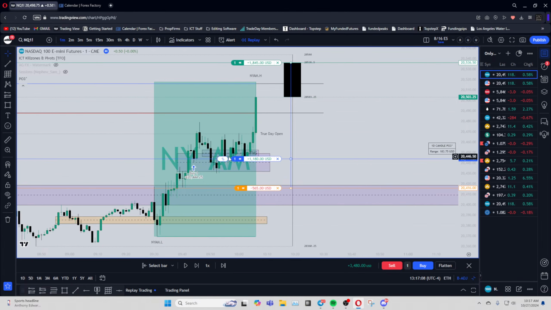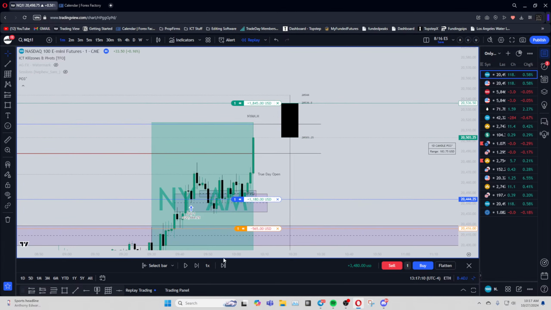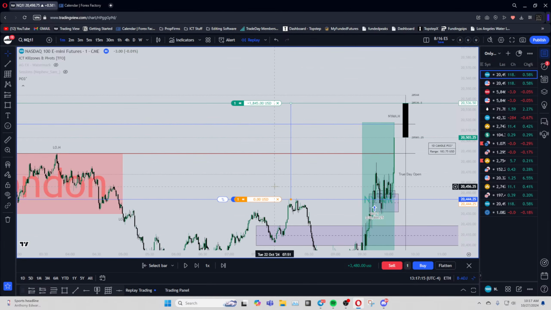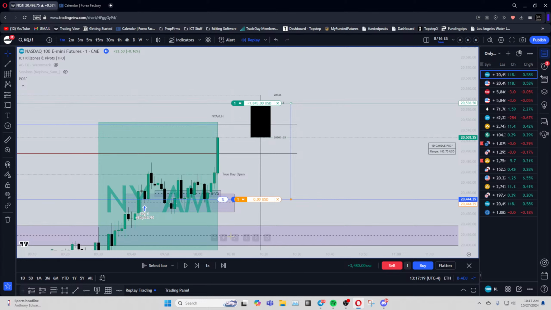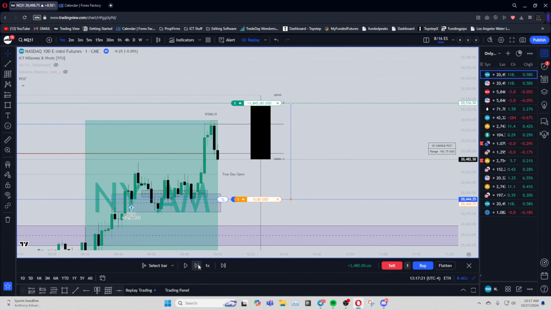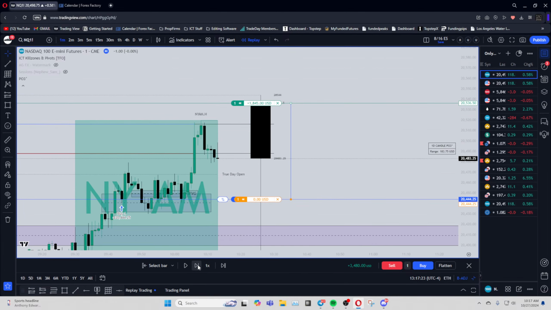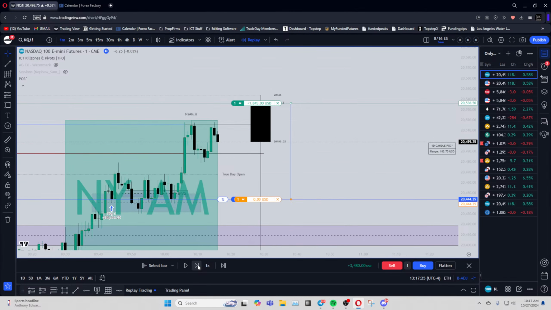And you can see the IFVG kind of pushes us through. And at this point, we should be break even. And then we've taken Asia. Let's see if we follow through to that area I wanted to. Okay.